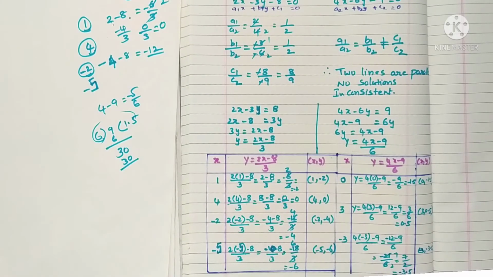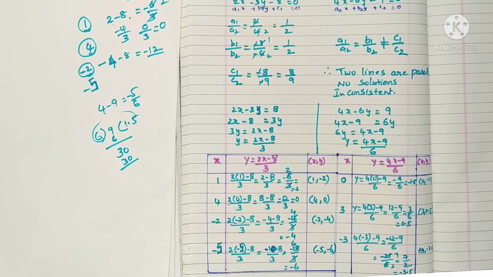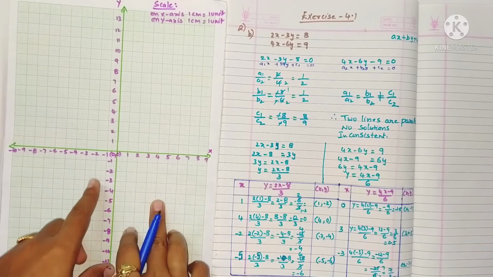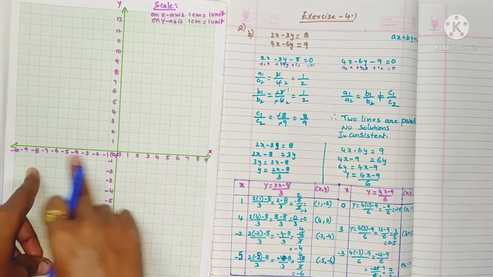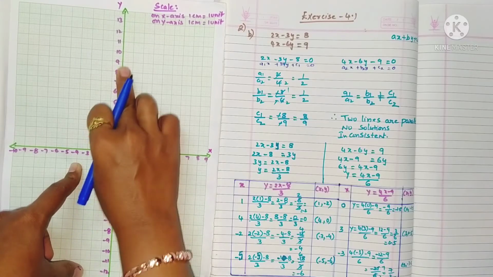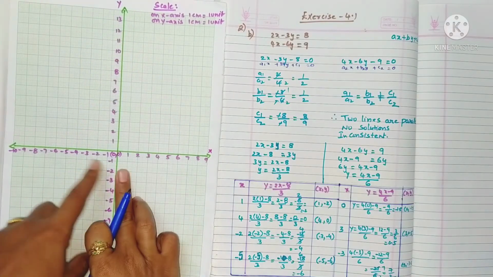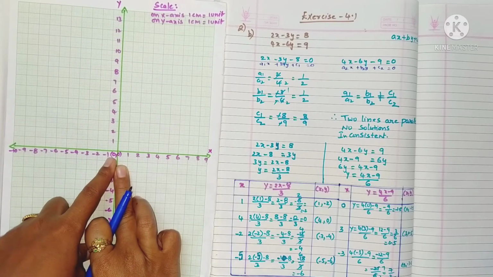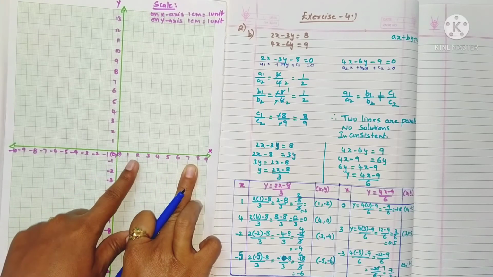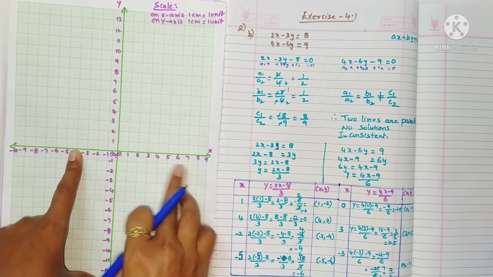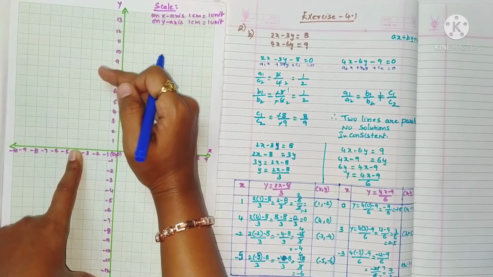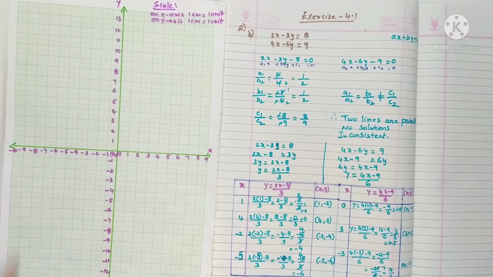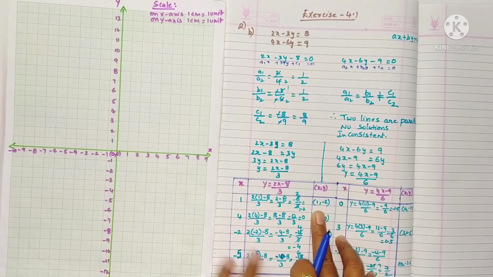Here we are getting many points, so let's draw the graph with 3 points. So take the graph paper and the horizontal line x-axis, the vertical line y-axis. The intersection is origin 0, 0, right side positive values, left side negative values. Again, above the origin positive, below the origin negative. Okay, so now we'll represent the points.